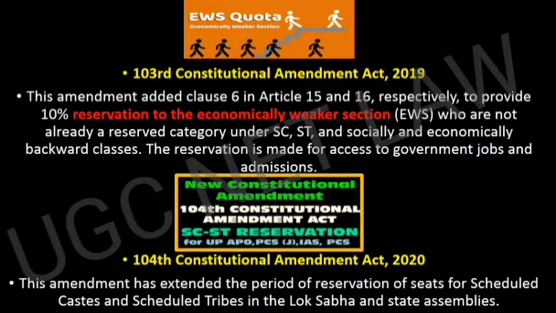Now, EWS quota. 103rd Constitutional Amendment Act 2019. This amendment added Clause 6 in Articles 15 and 16 respectively to provide 10% reservation to the economically weaker sections. In short, EWS who are not already in a reserved category under SC, ST and socially and economically backward classes. The reservation is made for access to government jobs and admission.